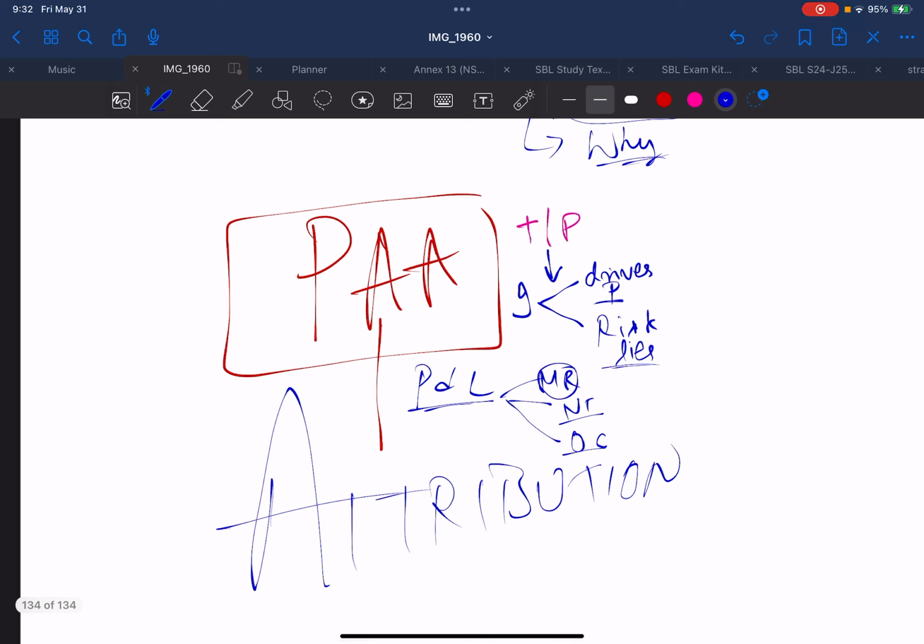So this is what PAA is. PAA provides insights into what drives profitability and where the risk lies. It gives us a detailed explanation and understanding of the breakdown of the changes in the profit and loss.